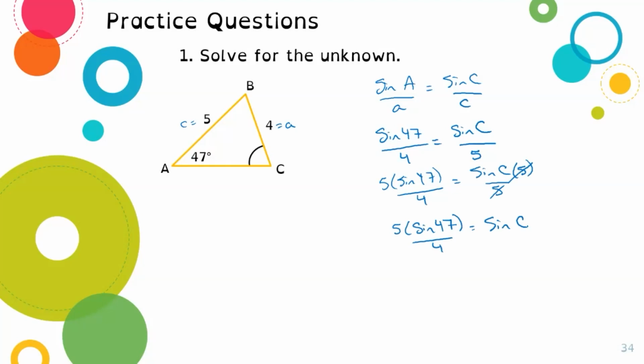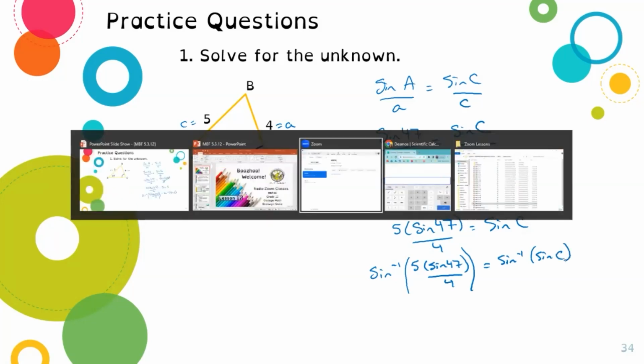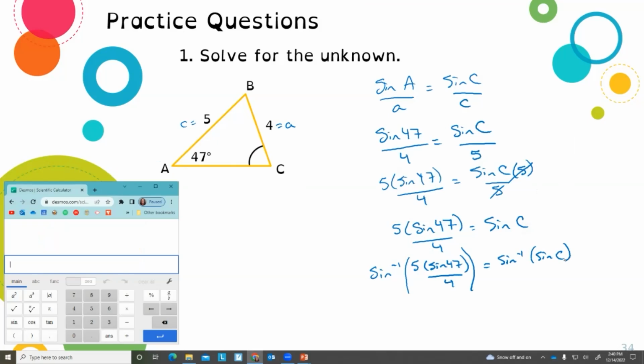If you want to do it all in one step, you can. So you can do sine inverse of 5 times sine 47 divided by 4 equals sine inverse of sine C, that's fine. If you're not sure what I'm doing with the sine inverse, go back to lesson 11 and check that out, as it will make where I put it in make sense.